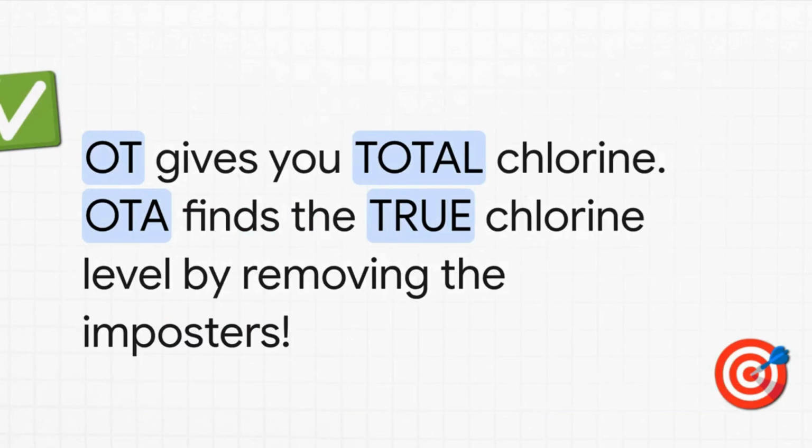Okay, let's do a super quick recap to make sure this sticks. The simple OT test gives you the reading for the total residual chlorine, but it can get fooled by imposters. The OTA test, that's our detective. It helps you find the true chlorine level by first measuring and then subtracting the effect of those imposters.